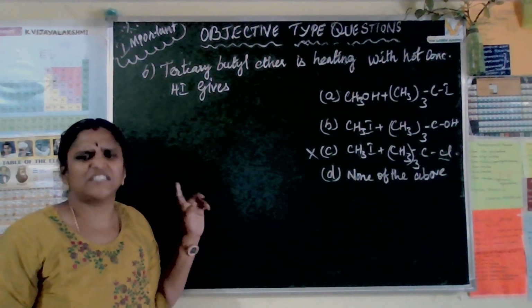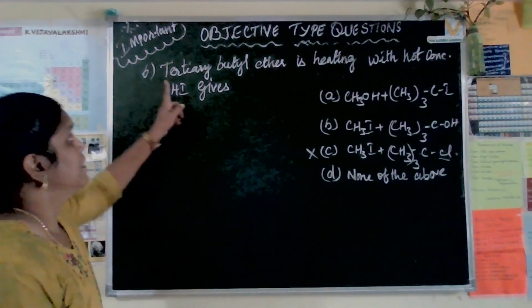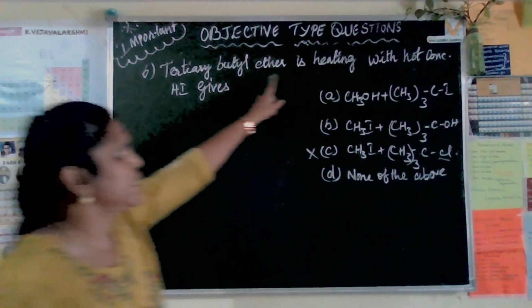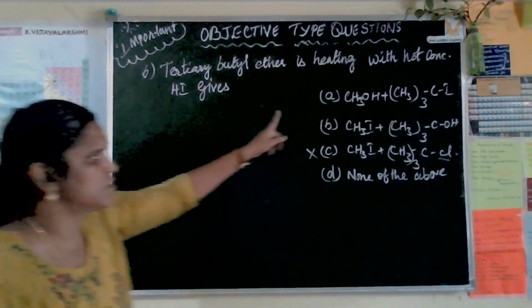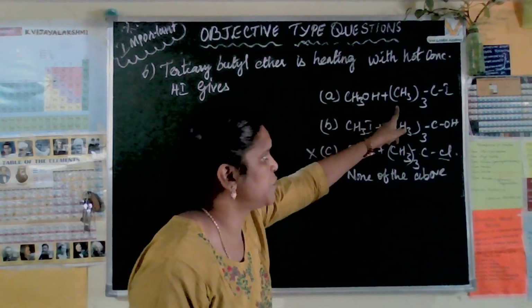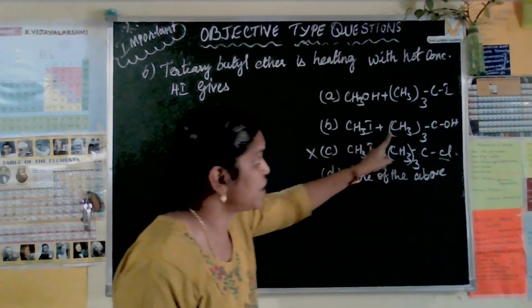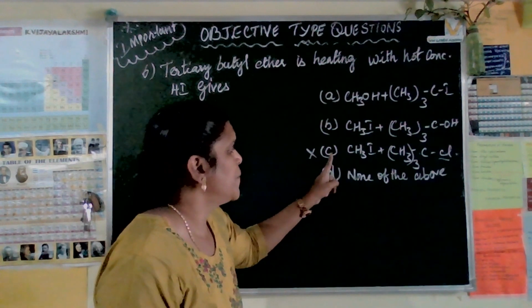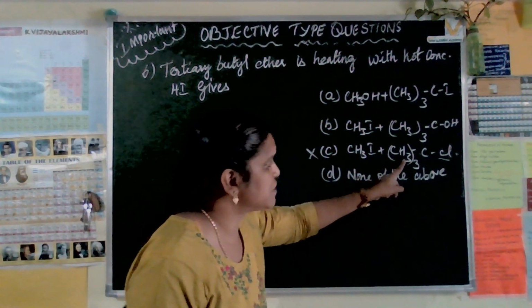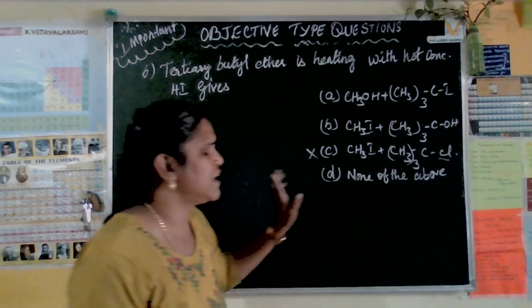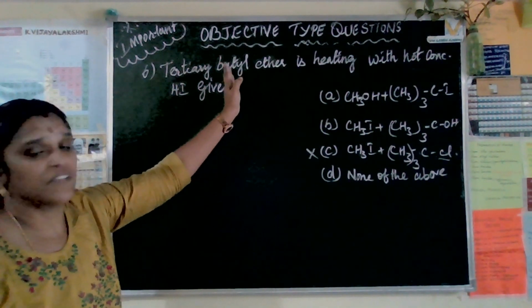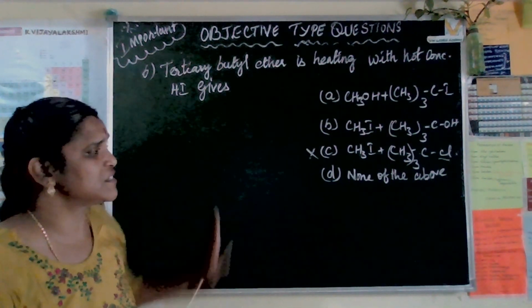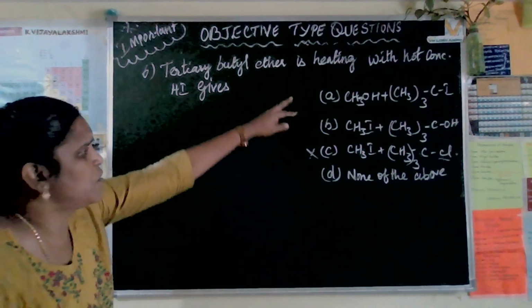The next question is so simple but important. Tertiary butyl methyl ether on heating with hot concentrated hydrogen iodide gives: methyl alcohol with tertiary butyl iodide, methyl iodide with tertiary butyl alcohol, methyl iodide with tertiary butyl chloride, or none of the above. There is no point in chloride, so it is naturally 100% wrong. Now, none of the above, and A and B.